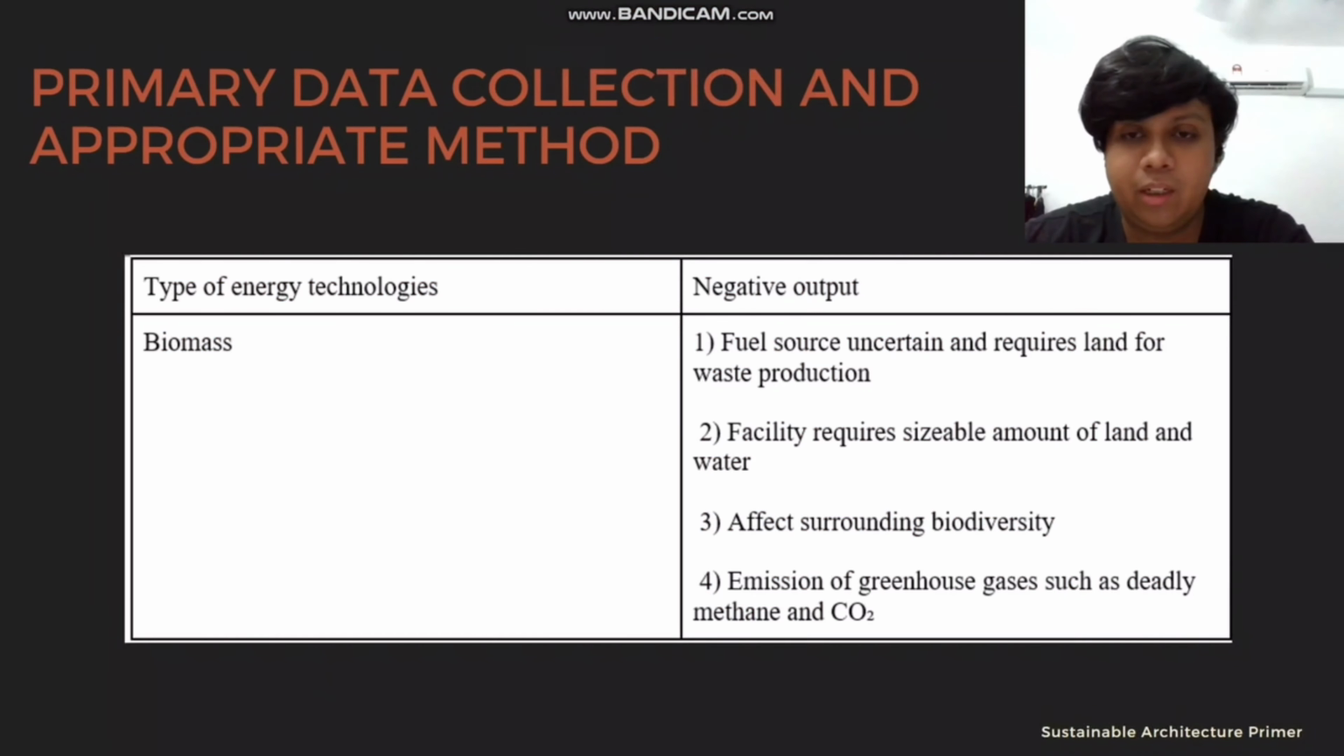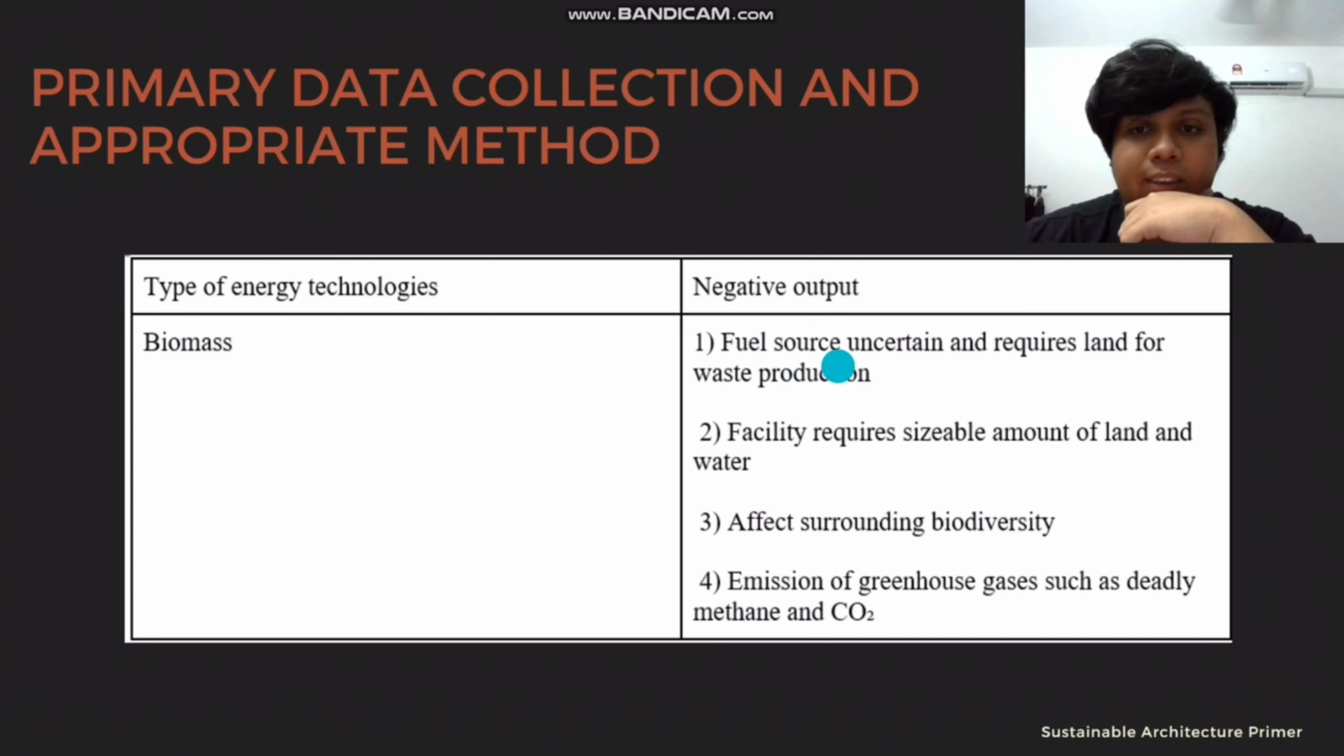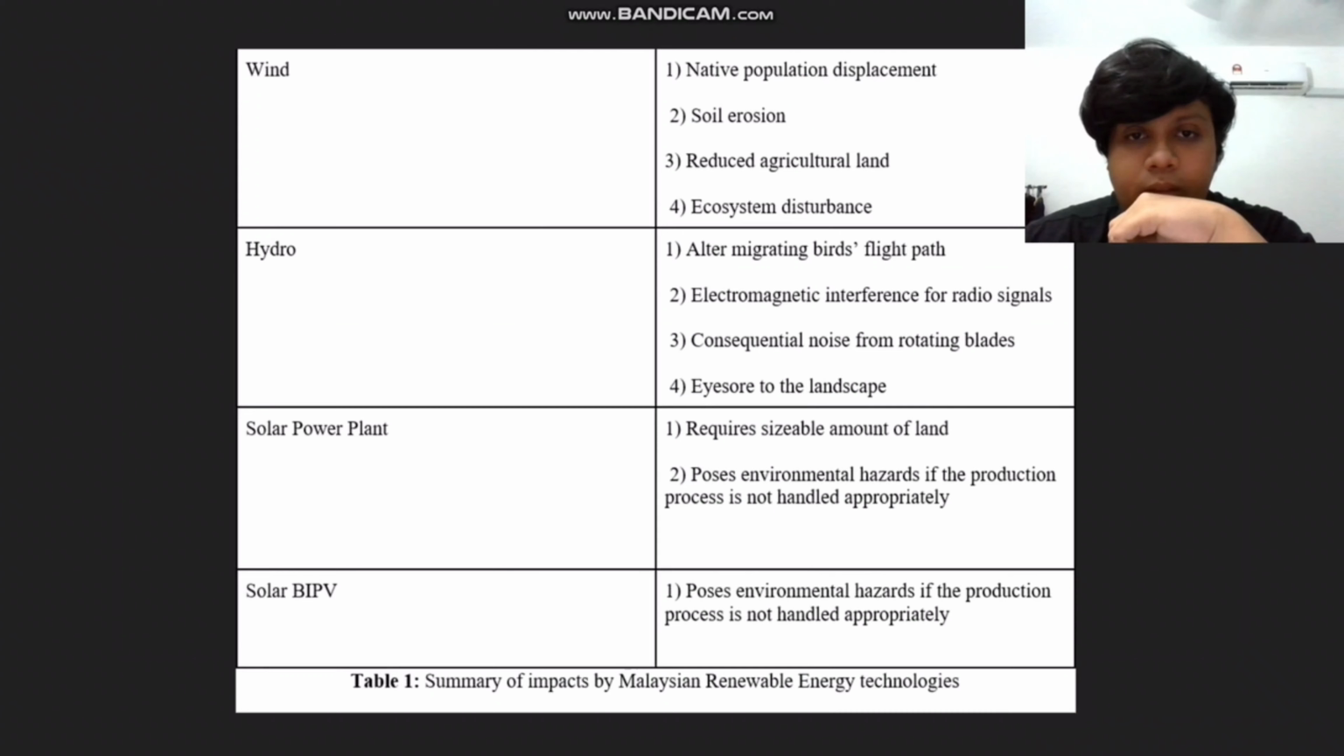For the primary data collection and appropriate method, this table is a summary of impacts of Malaysian renewable energy technologies. The first type of energy technology is biomass. The negative impacts are uncertain fuel sources, requiring land for waste production. The facility requires a sizable amount of land and water, affects surrounding biodiversity, and emits greenhouse gases such as deadly methane and CO2.